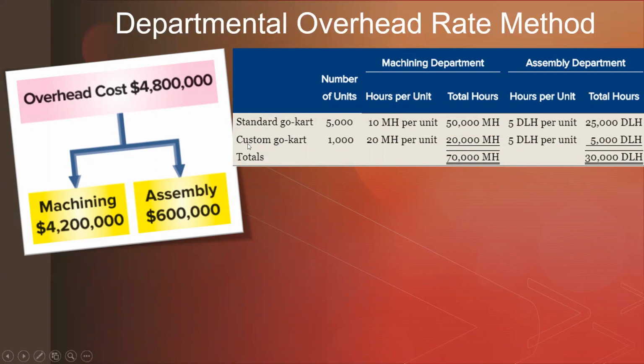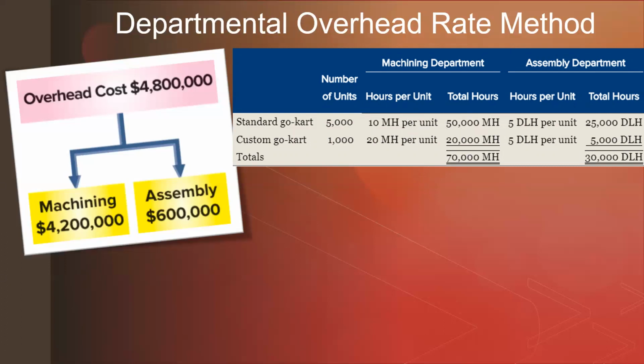All right, so when we come over here, we say, okay, to make a standard go-kart, we know we're going to make 5,000. For the machining department, obviously we're going to base it on machine hours. How long does a standard go-kart go through the machine? How long does a custom go-kart use machine time? So it takes 10 machine hours per unit times the 5,000 units. So it takes 50,000 machine hours to produce these 5,000 standard go-karts.